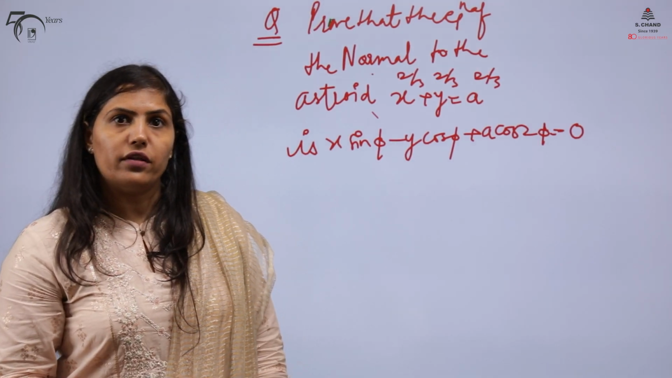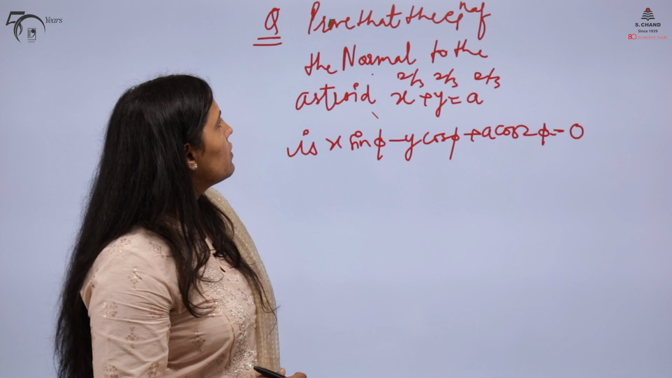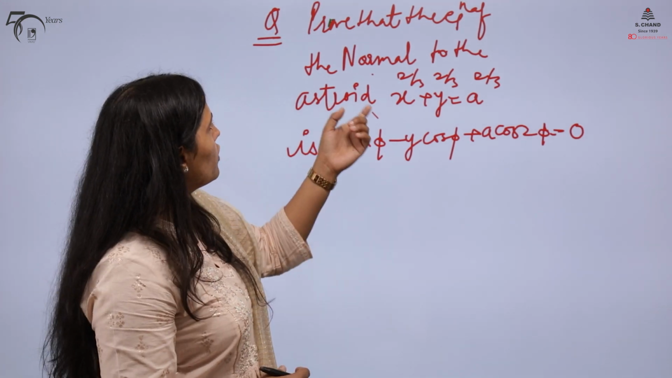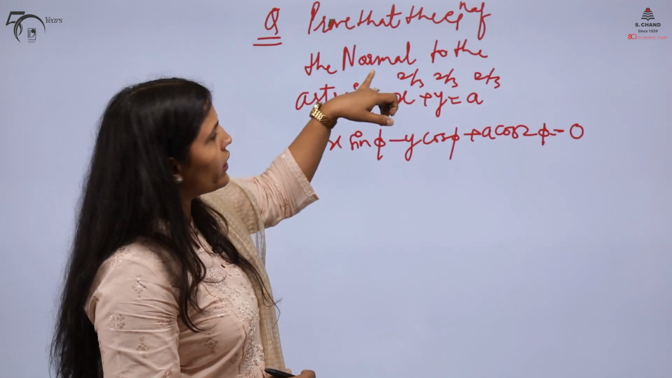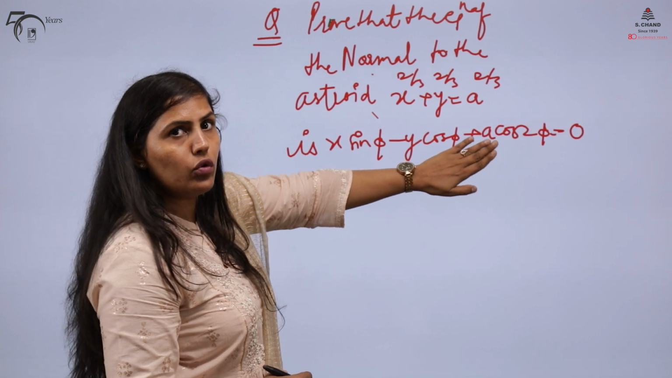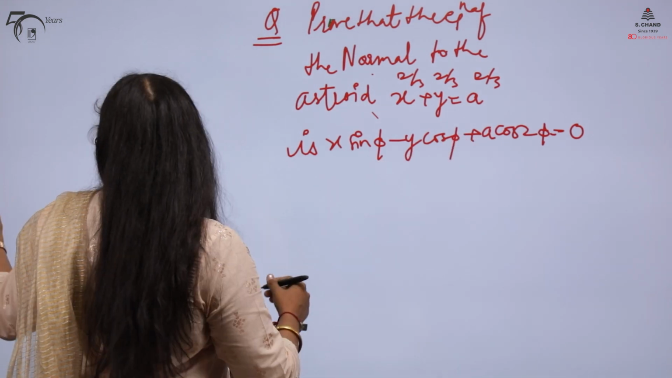Welcome back to the Chand Academy. Let's start with the solution of the question which I gave you before the break. So, the question requirement is that we have to find out the normal to this asteroid, and it should come out to be in this form. So, let us start with the solution.